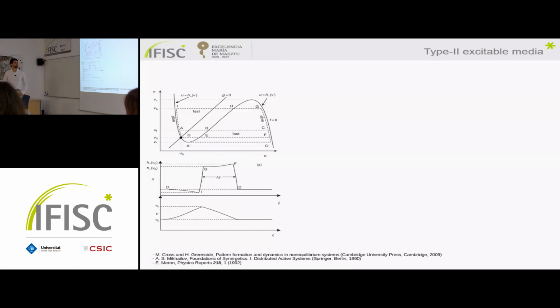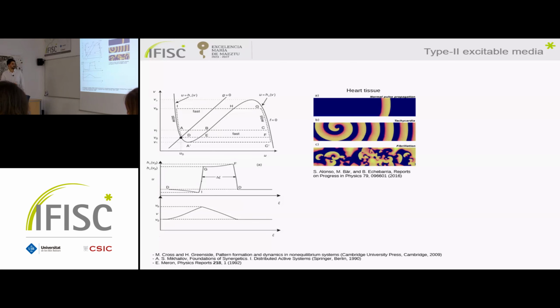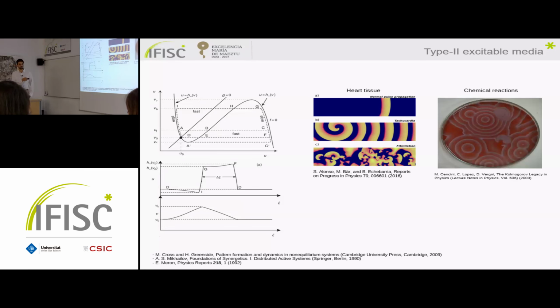This has been very well studied in type 2 excitability, where the appearance of these very square-like pulses is well known in the literature. And it has also been applied to many systems like heart tissue, where the stability of this kind of pulses is associated with some kind of heart illness like tachycardia or fibrillation. And also chemical reactions, where some behaviors have been associated with this kind of behavior. It has been so successful that type 2 excitability has been used as a reference to describe any excitable media so far.